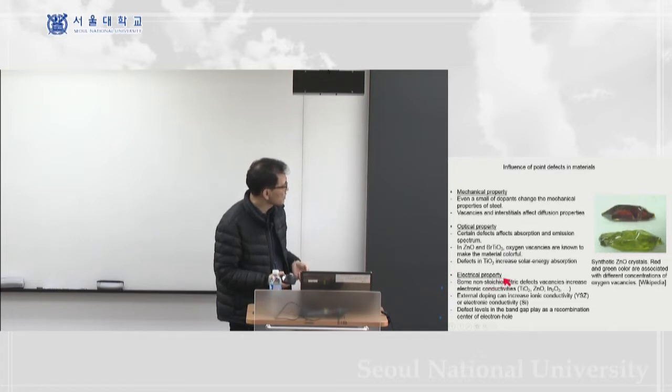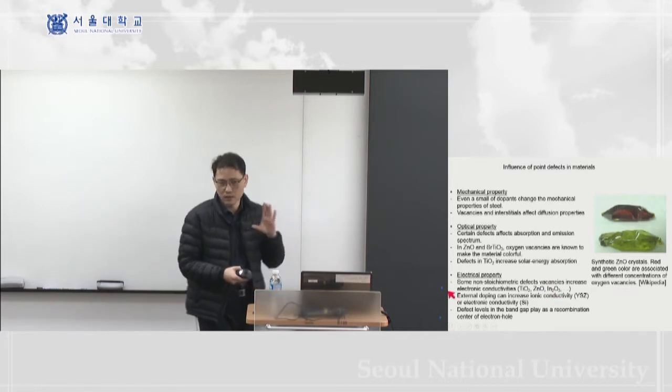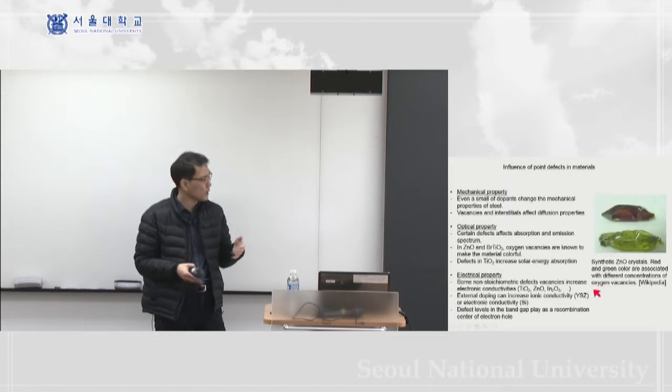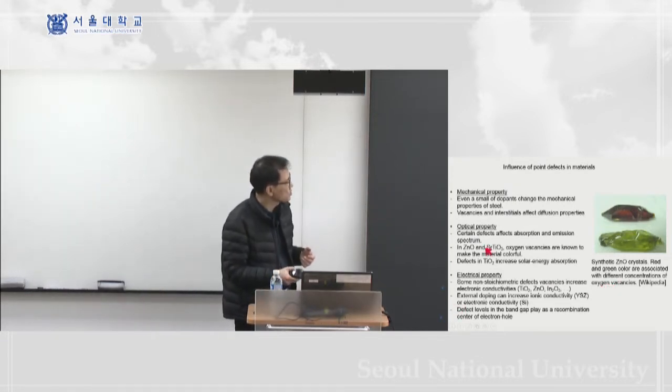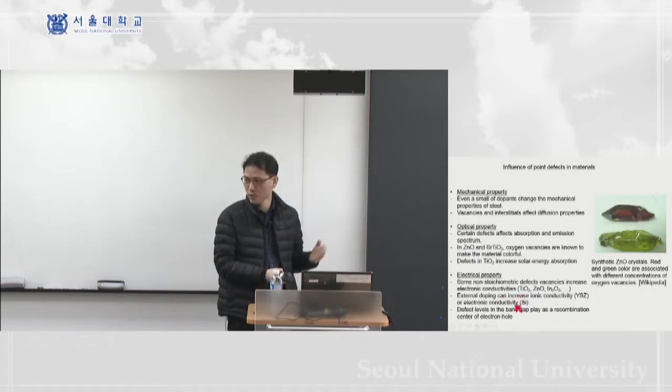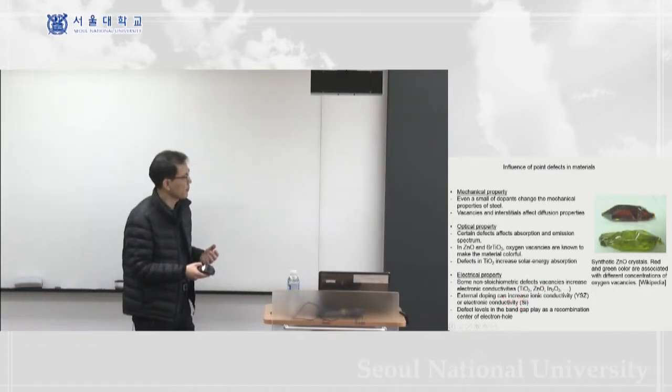And for electrical properties, the non-stoichiometric defects in many of the ionic materials are known to increase electronic conductivity, like in TiO2, right? TiO2 and zinc oxide are well-known insulators if you make them with perfect stoichiometry, right? However, since there are non-stoichiometric defects, which means that you have slightly less oxygen or slightly more oxygen, in that case, you have an electronic conductivity that is comparable to many semiconductors.